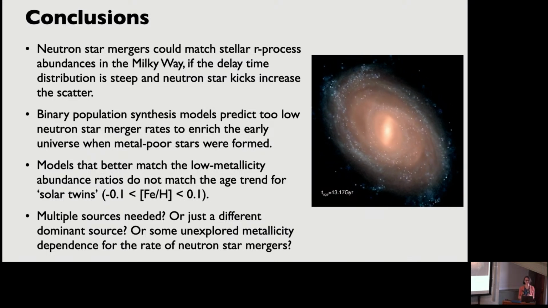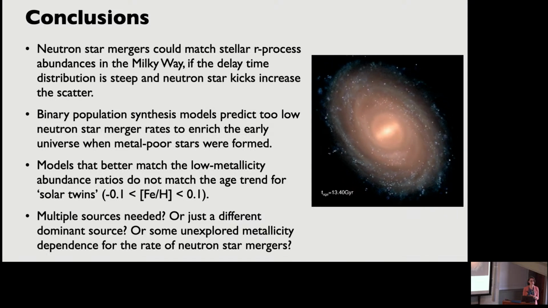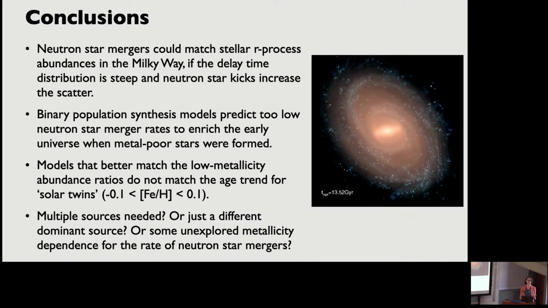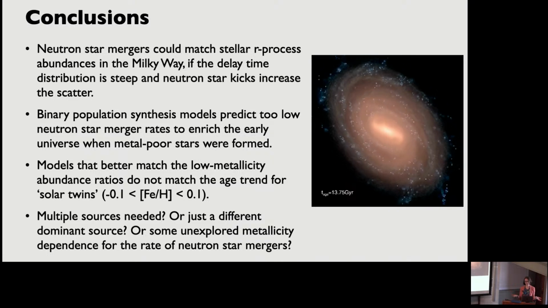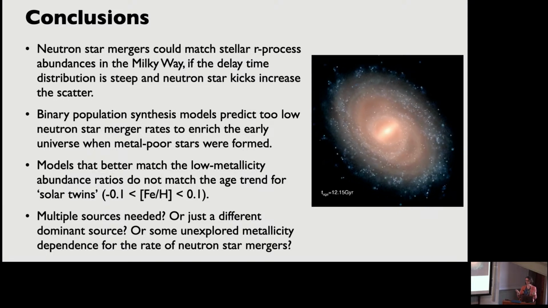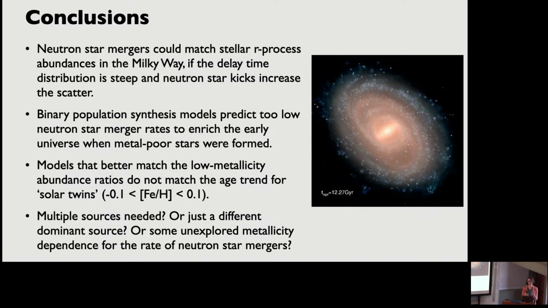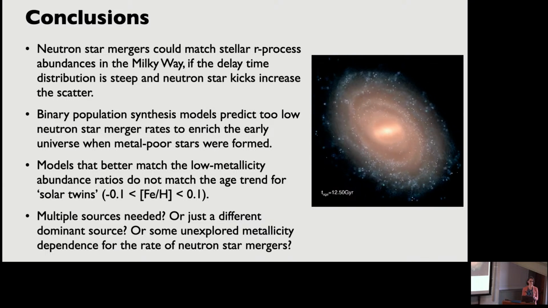So maybe we need multiple sources, maybe we just need a different source altogether, not neutron star mergers, or maybe there is some aspect of the rate in which neutron star mergers happen that is like a metallicity dependence, for example, which binarity could easily depend on, that could help us explain the distribution of our process elements in the universe.